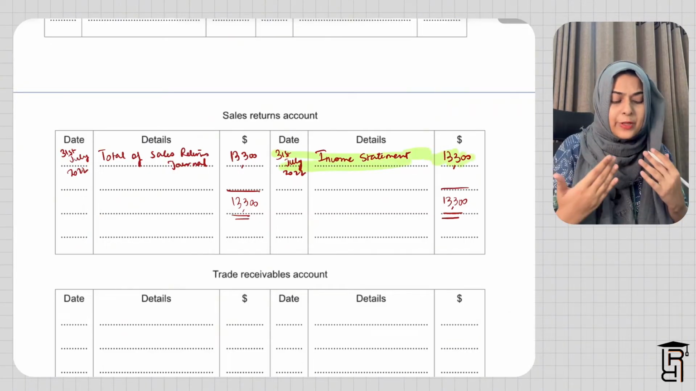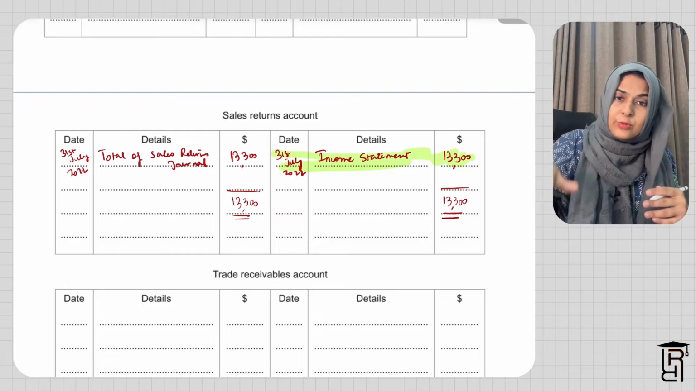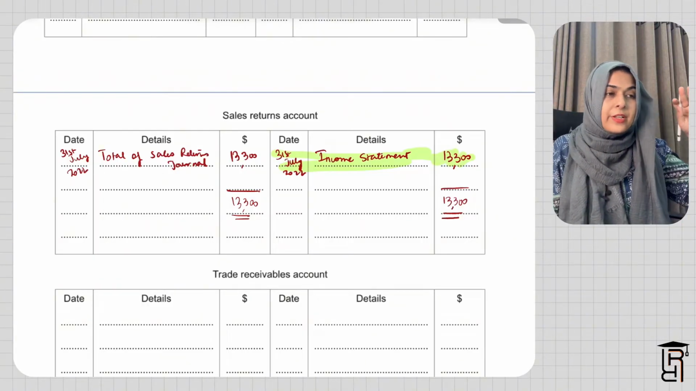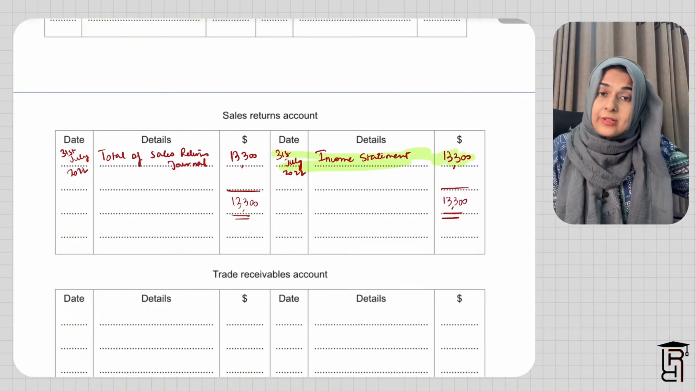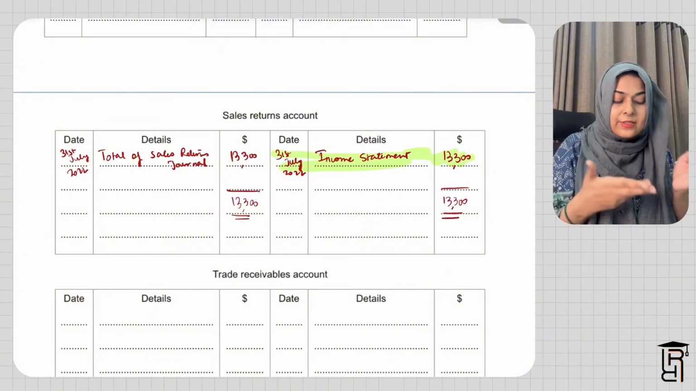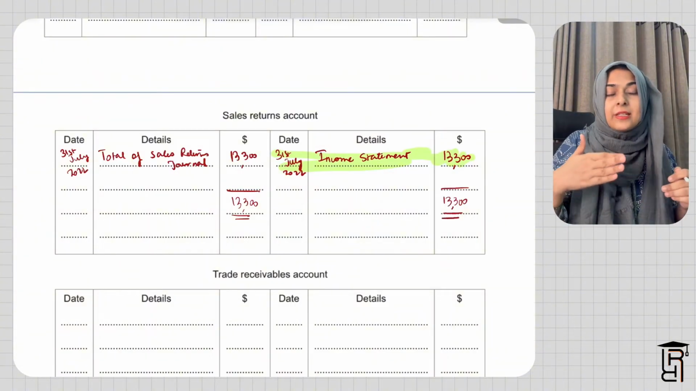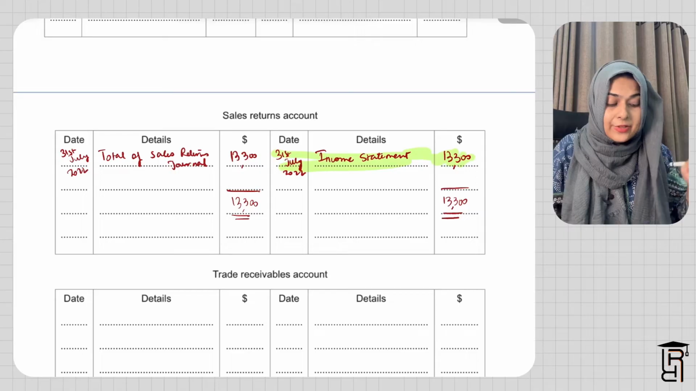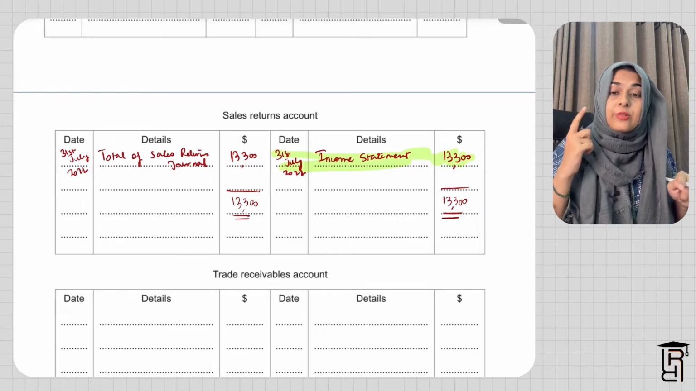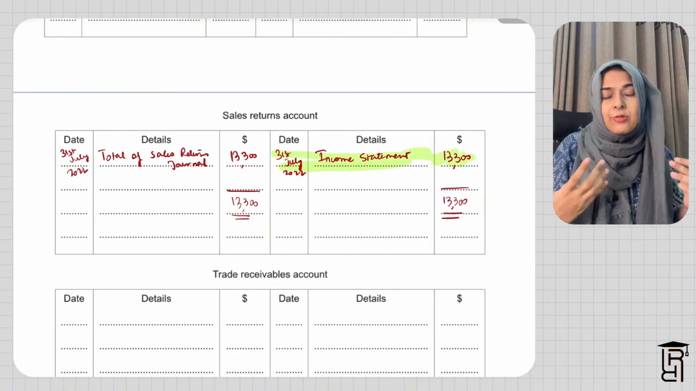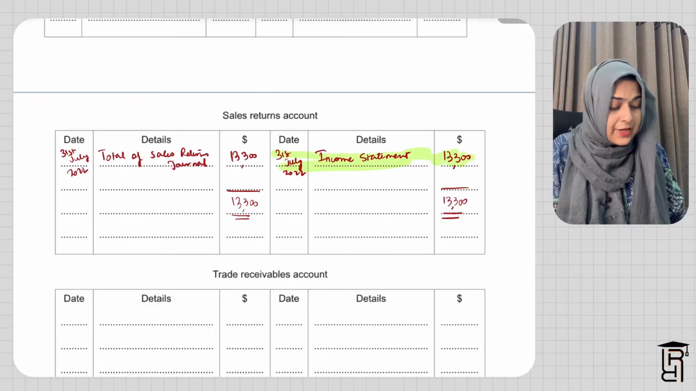Because of sales returns, your revenue will go down, because whenever there's sales returns, you subtract it from revenue. So in case of sales returns, what is happening is that income statement is being debited, sales returns account is being credited. So profit is basically being reduced because of sales returns.